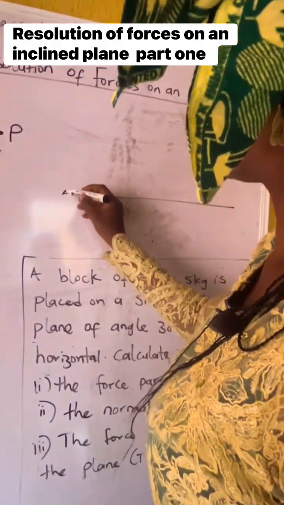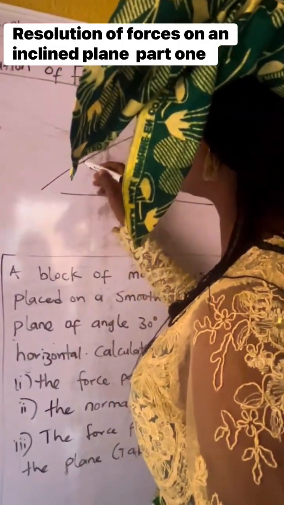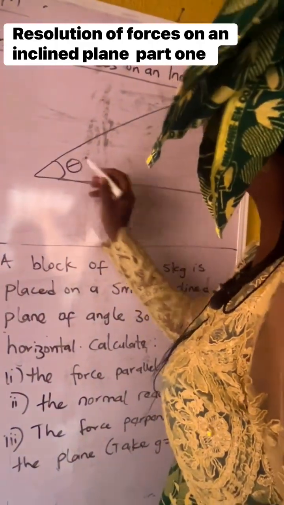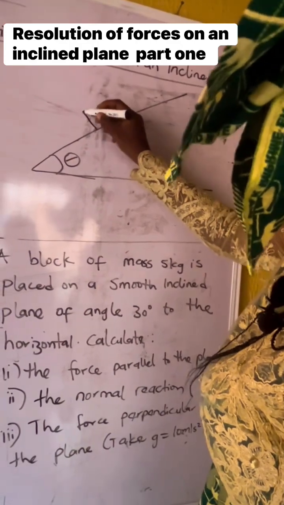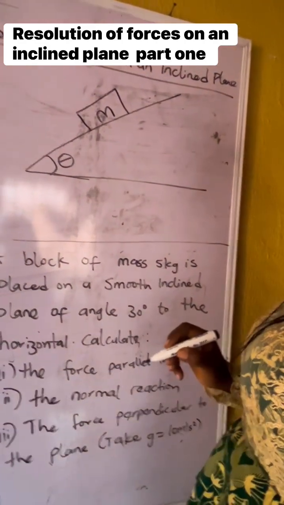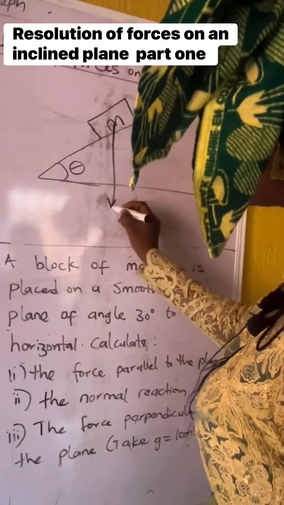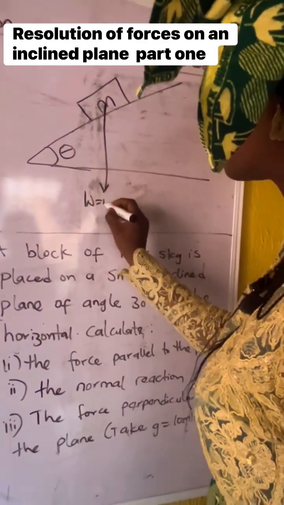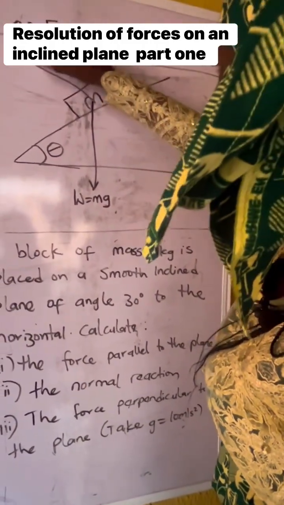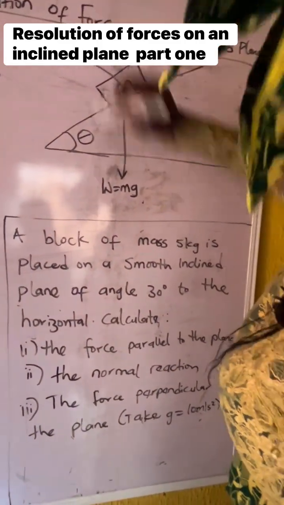So if this is inclined at an angle theta to the horizontal, all right. Now we have our mass here on the plane. Now the weight of this mass acts downward, and of course you know that weight is equal to what? Mg. All right, of course we still have our normal reaction acting upward, which is R. The normal reaction acts upward.